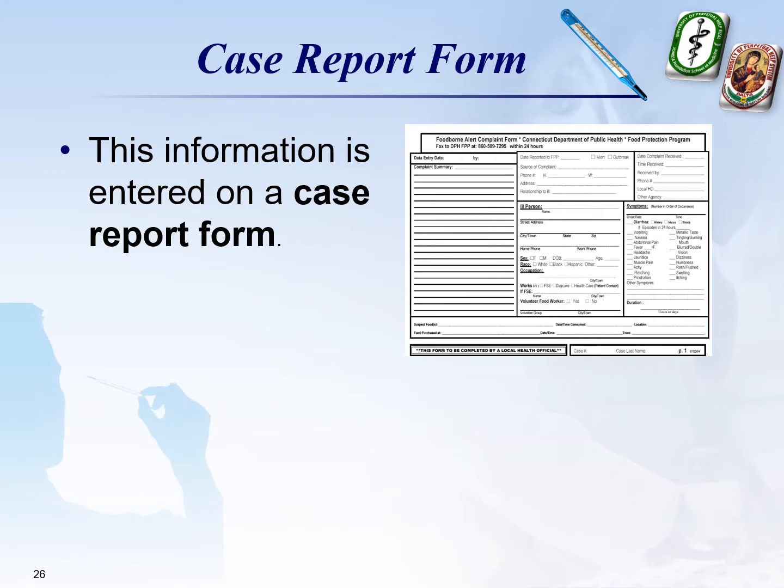So this information must be entered in a case report form. Traditionally, this information is collected on a data abstract form, and epidemiologists abstract selected critical items into a table called a line listing.